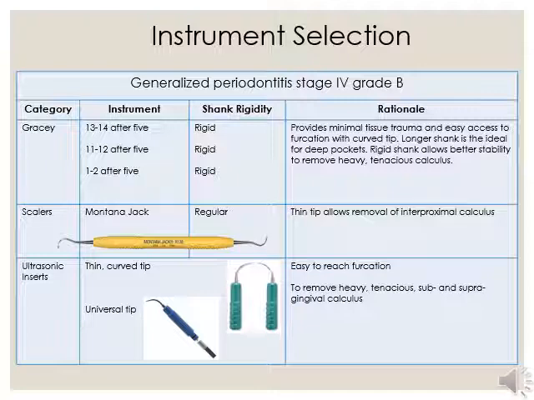For ultrasonic inserts, I'm gonna use the thin curved tip for the furcation areas. These are very good to reach under the furcation. And the universal tip throughout the mouth because it has a thicker tip, and it allows us to use a faster setting of the Cavitron, and it's better for the heavy calculus that the patient presents.